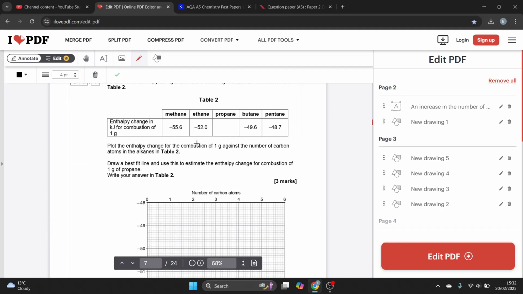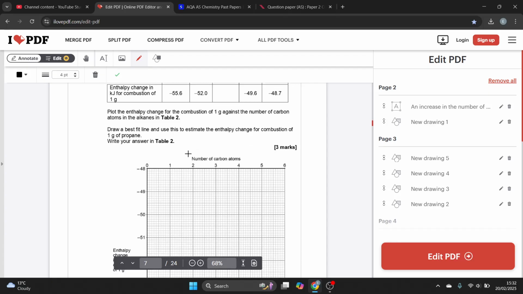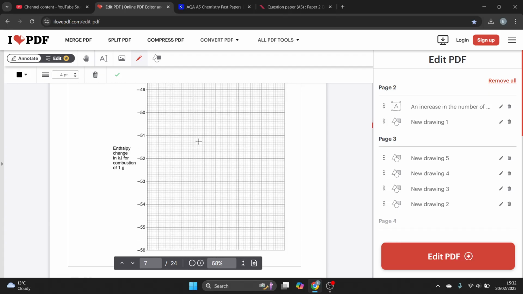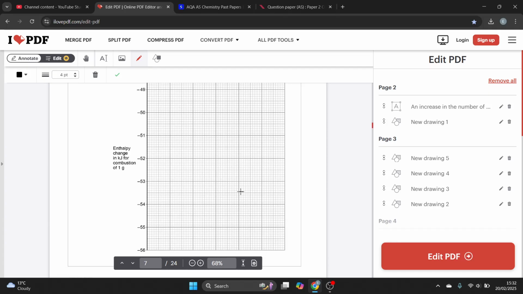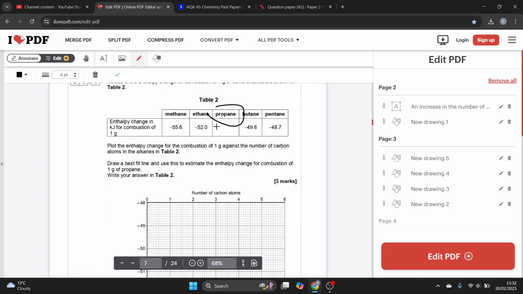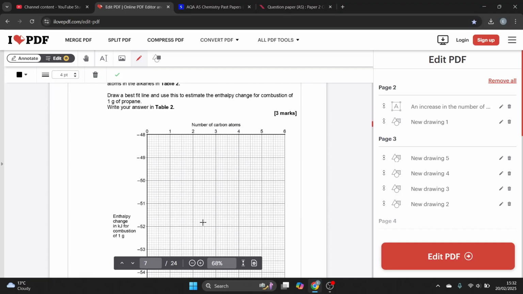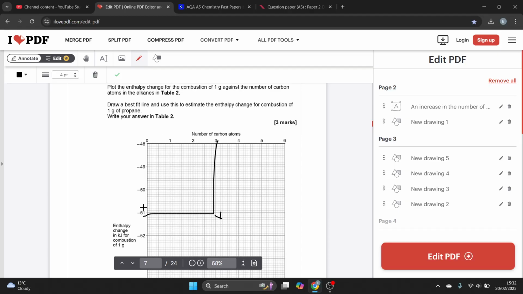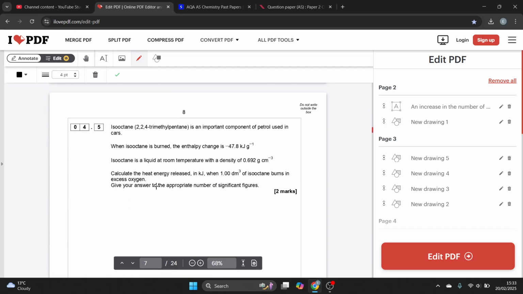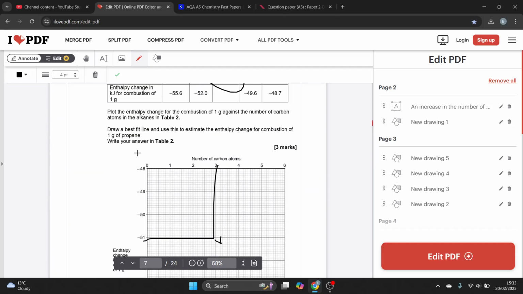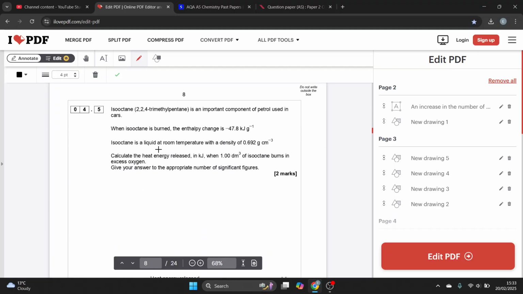Plot the enthalpy change of combustion against this, and then use it to estimate the enthalpy of combustion for 1 gram of propane. So it should just be a smooth best fit curve, and then you know what to do. Go to propane, 3 carbon atoms, go there, and then let's say it was here, and then you read off your value. That's what you do. I'm not going to go through that, it would take a lot of time. Just do your graph and do that.